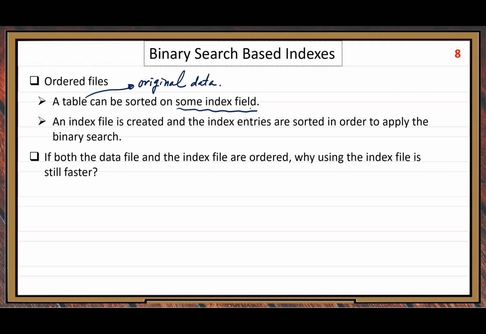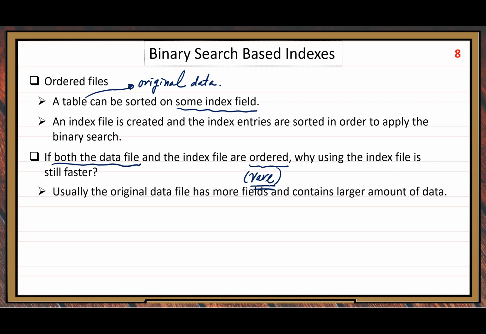If both the data file and the index file are ordered, that's possible. It is a special case where the original data file is ordered. That's possible, but rare. But even in that case, the index file is still faster. The reason is the size. Think about the size difference. If both are ordered, we can apply binary search on the original data file, but our index file is much smaller with many fewer entries. If you apply the binary search there, it is still faster.